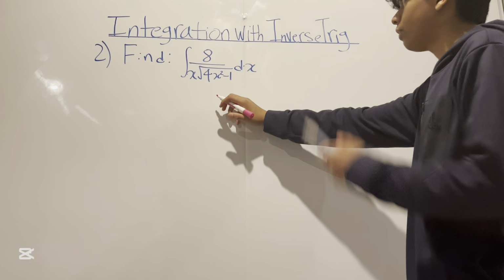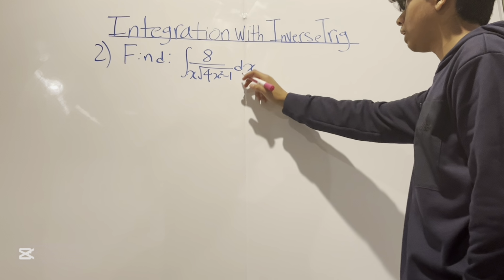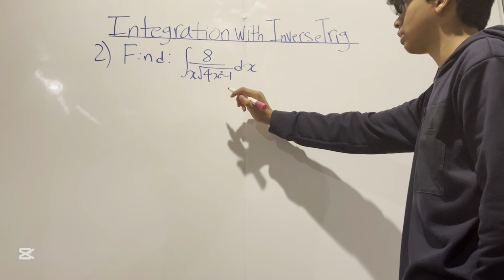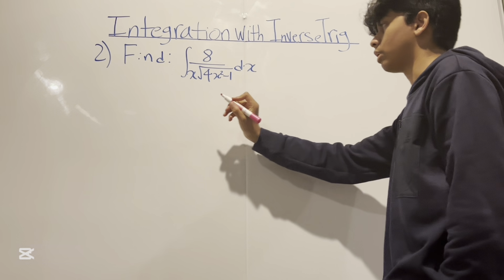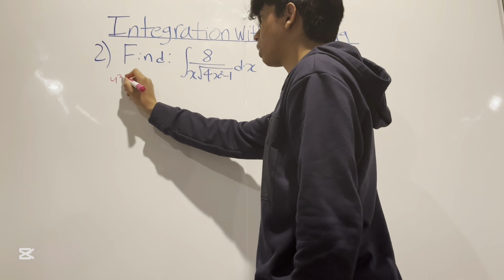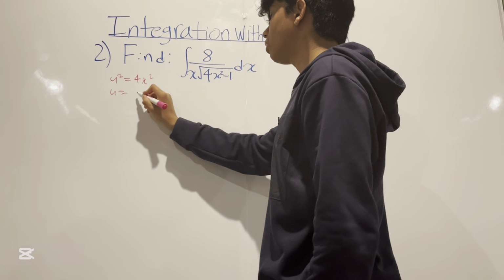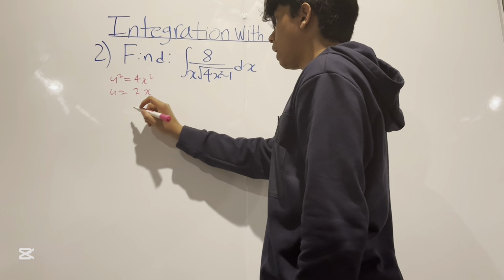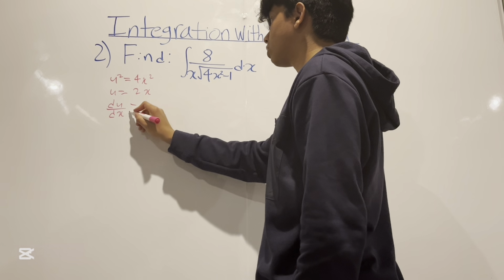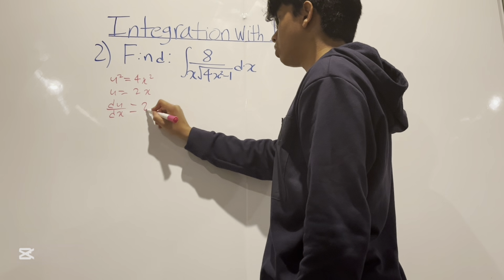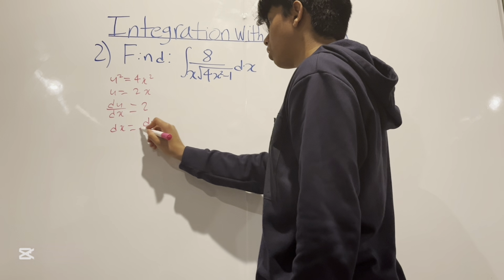So number 2 we have: find the integral of 8 over x square root 4x squared minus 1 dx. This looks really similar to arc secant this time. So what we're going to do is set this equal to u squared and this equal to a squared. So u squared is equal to 4x squared, and u is equal to 2x. And now we have to differentiate this. So du over dx is equal to the derivative of 2x, which is just 2. And we're going to solve for dx. So dx equals du over 2.